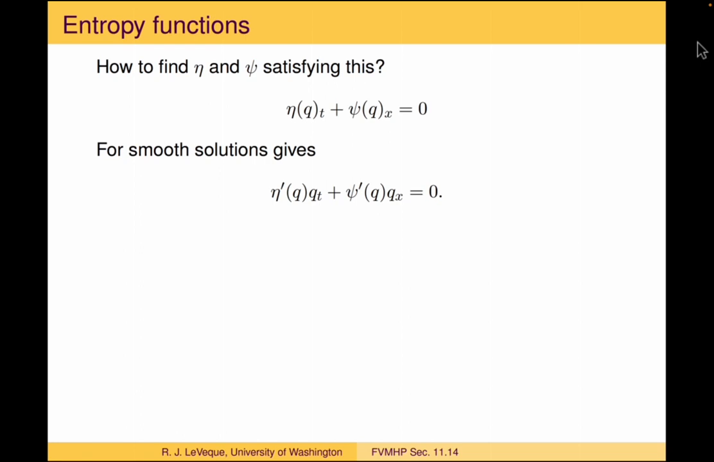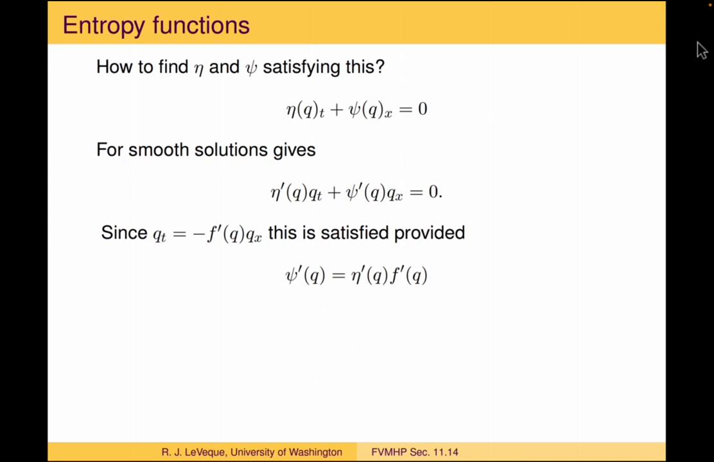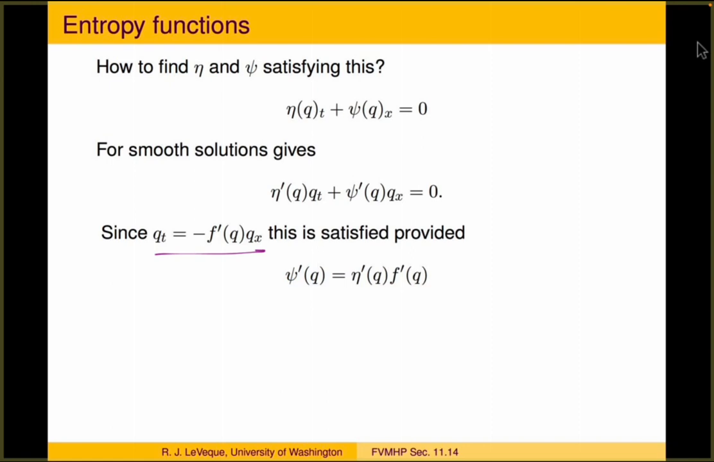So how do we find the entropy function and a flux that satisfy that? Well, what we would like to have satisfied is again this conservation equation in the case where things are smooth. If we're assuming it's smooth, then we can write this in a quasi-linear form where we differentiate: the time derivative of eta of q is eta prime of q times q_t, and the x derivative of psi is psi prime of q times q_x. So for smooth solutions, we can rewrite it that way. On the other hand, from our original conservation law, we know that q_t is equal to minus f prime of q times q_x, from the quasi-linear form of the original differential equation if we're assuming things are smooth. And so the q_t here we can replace by minus f prime q_x, and then if we cancel out the common factor, we're left with psi prime of q is eta prime of q times f prime of q.